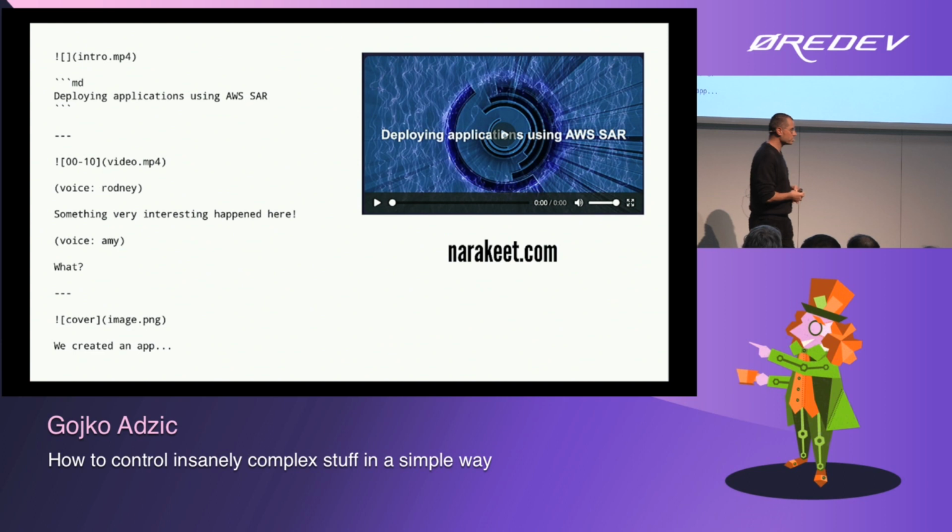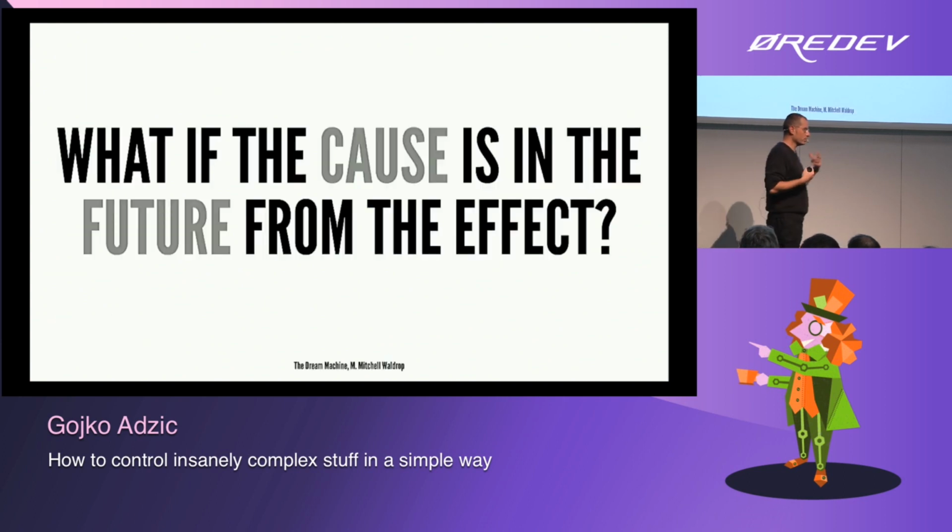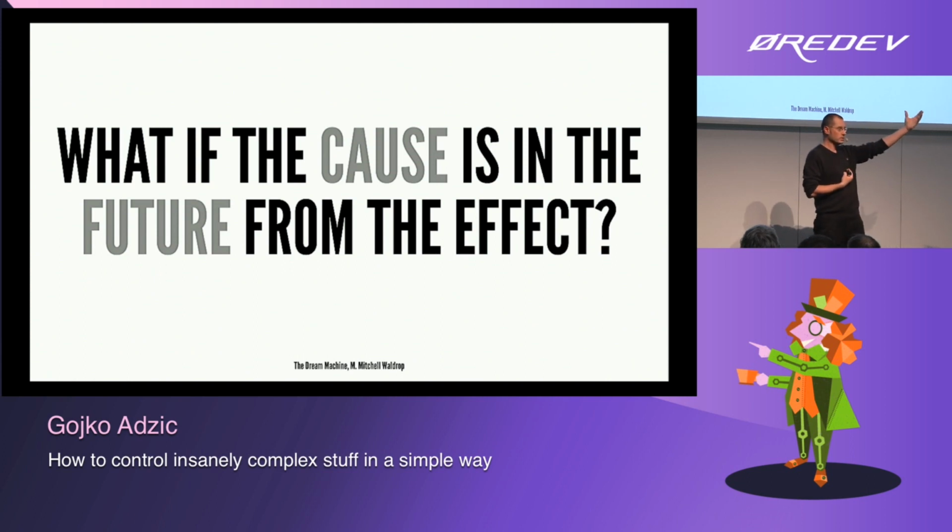One of the questions they were asking is, how do we create a system that maps cause and effect if the effect is in the past from the cause, or if the cause is in the future? So we have an airplane that's going somewhere over there, and we want to shoot a rocket there. So the whole thing is in the future.